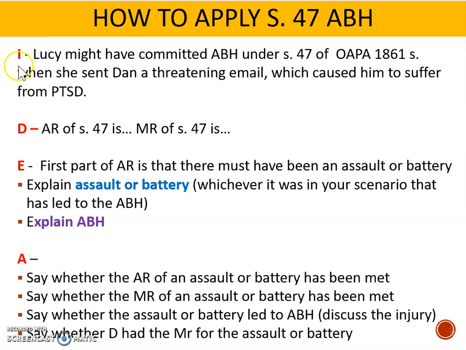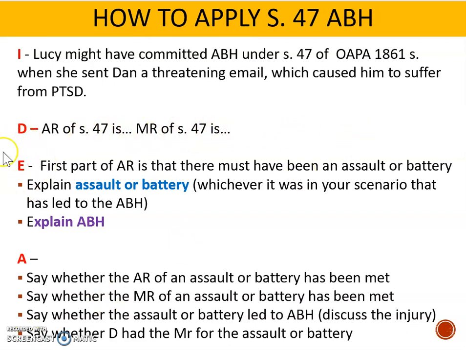Your next step in the IDEA structure is D, and D stands for define. So this is where you've got to define, give the full legal definition of whatever offence it is you think has been committed. So here we need to define section 47 ABH. And to do that, you would start by saying the actus reus of section 47 is, the mens rea of section 47 is, and you would write that out.